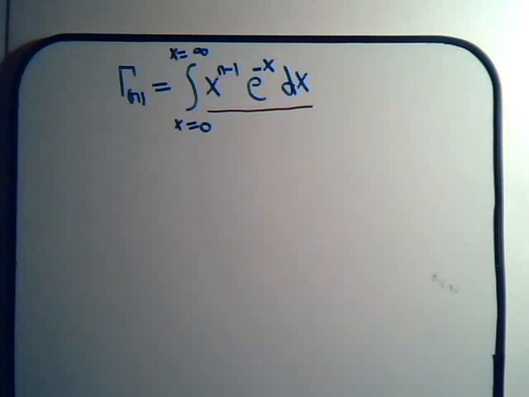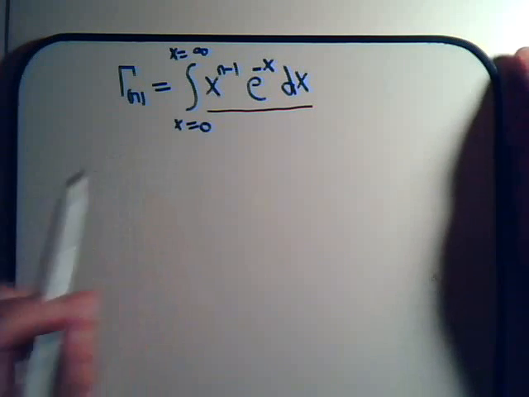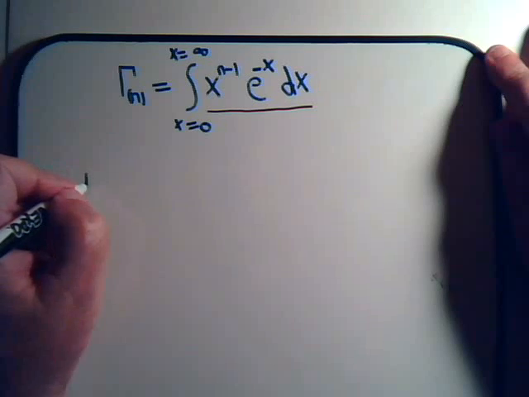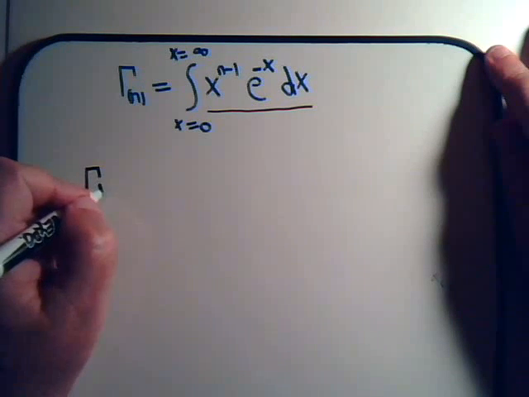Okay, in the last video we had an introduction to the gamma function, and here we want to work with it just a little bit more. Using our definition, what would the gamma function of 1 actually equal?